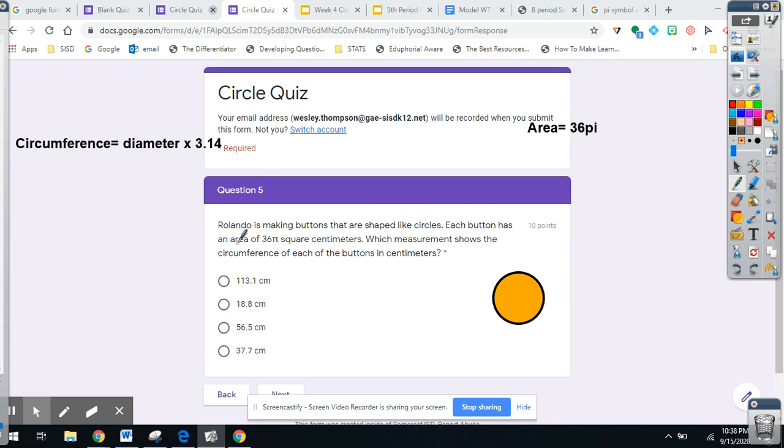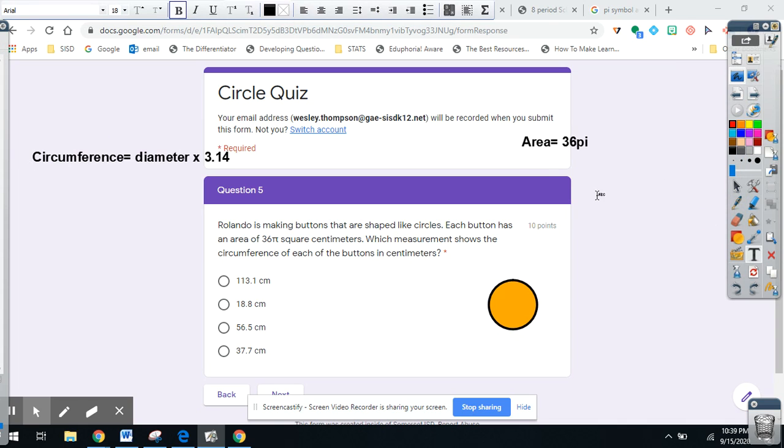The problem is they didn't give me the diameter at all. What they did was give me the area. So I have to remember what I know about area. Area is equal to the radius squared times 3.14, or pi, okay? So they told me that the radius squared is 36. So I know that. So I'm going to draw that because I know that information.